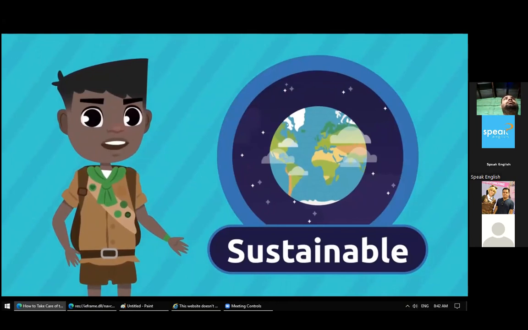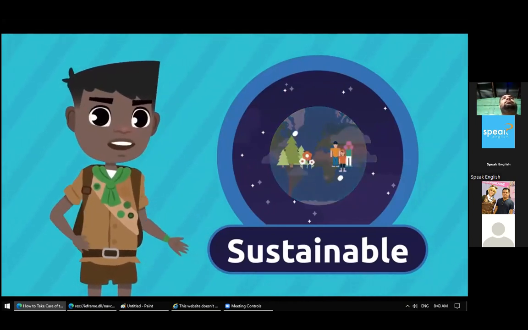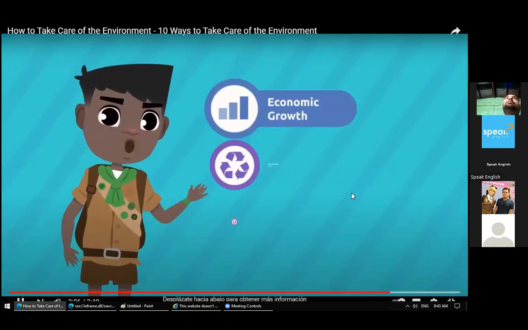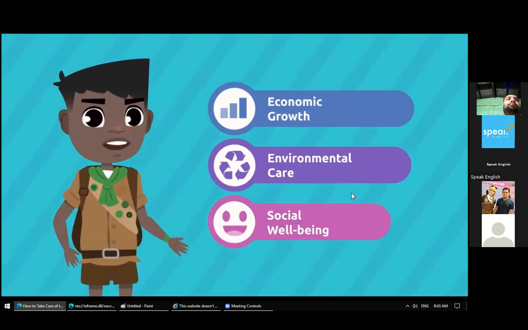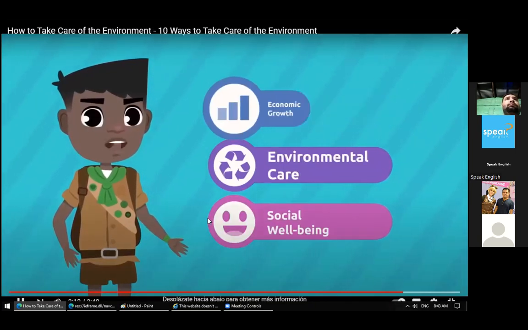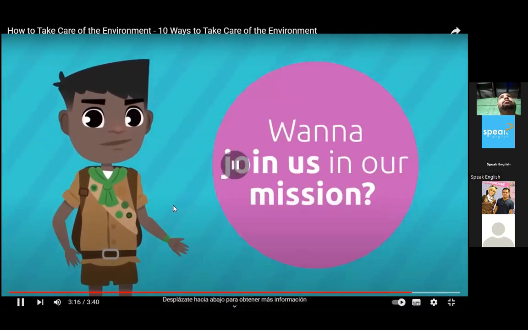Do you know this word? A sustainable planet or city are those that provide people with a good quality of life without risking natural resources. This way, future generations will enjoy a wonderful planet where economic growth, environmental care, and social well-being are in balance. Remember, it's in your hands. Want to join us in our mission?